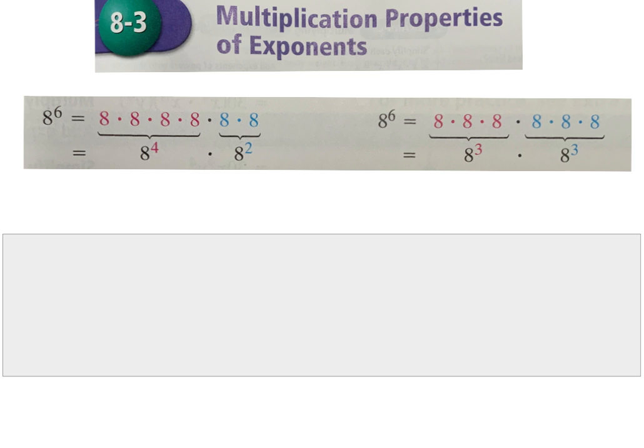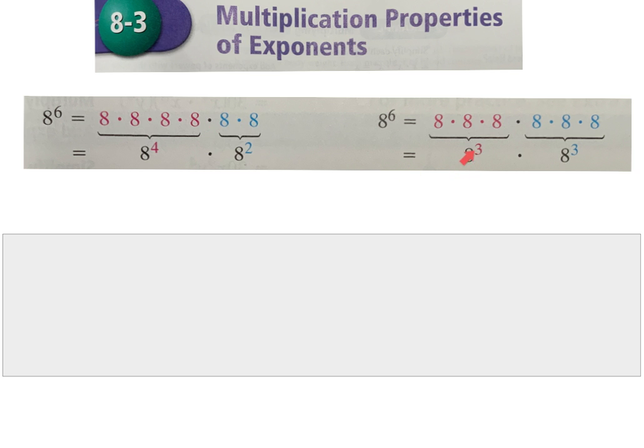They showed this in what's called expanded form. Expanded form is just when they write 8 to the 4th as 8 times 8 times 8 times 8, or when they write 8 squared as 8 times 8. That is called expanded form. And so if I were to multiply 8 to the 4th times 8 squared, you'll see that you get 8 to the 6th power. 1, 2, 3, 4, 5, 6.